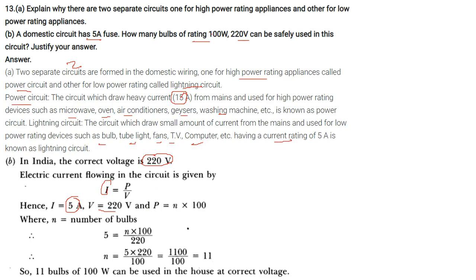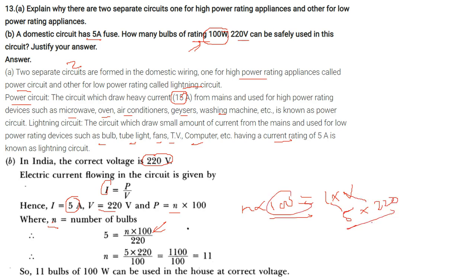What is the power? We have how many bulbs? Let n be the number of bulbs. Each has 100 watt power, so the total power will be n into 100. So n into 100 is equal to I into V. By rearranging this formula, n will be given by 5 into 220 with 100 in the denominator. So we get 11. Eleven bulbs of 100 watt can be used in the house at the correct voltage.